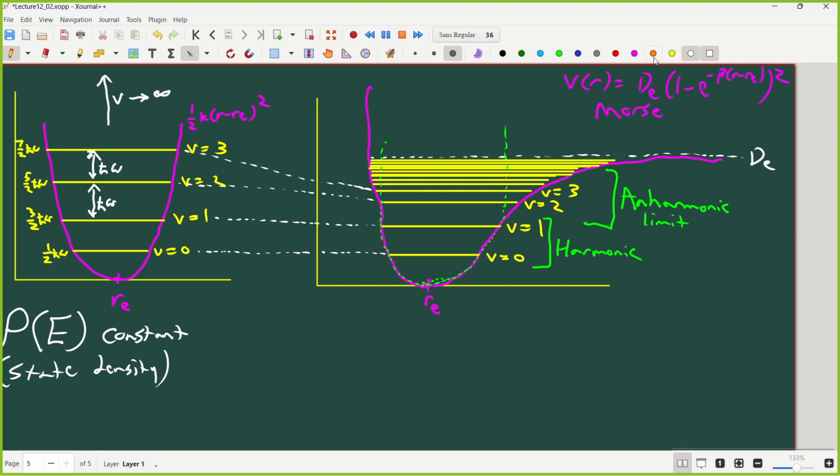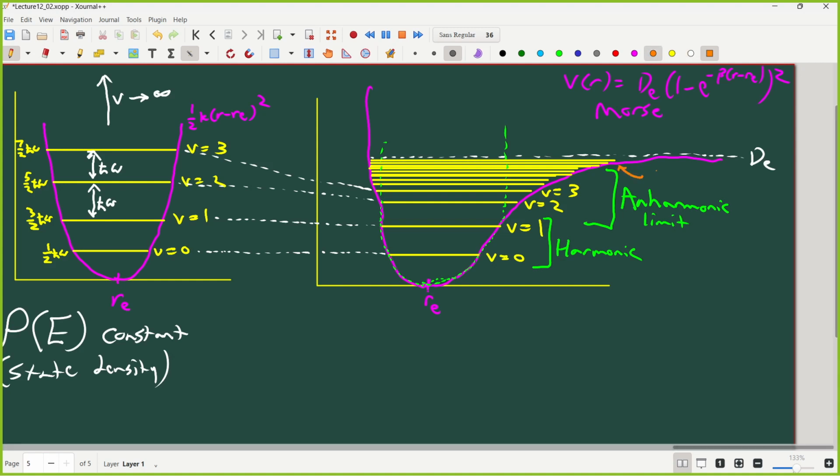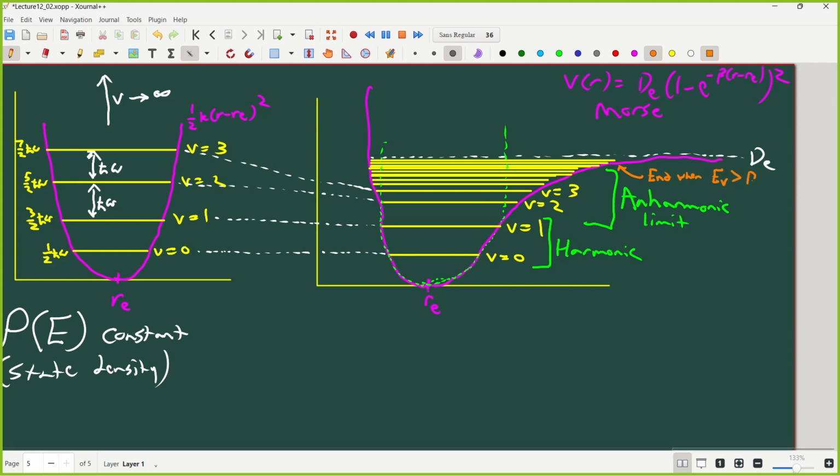The energy levels end when the energy of the Vth level is greater than D sub e. The moment that you have enough energy in the bond to dissociate it, you don't have a bond anymore.